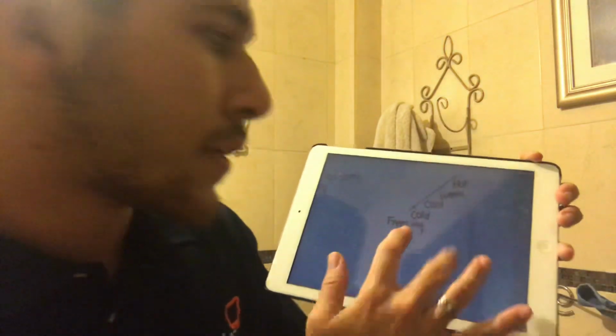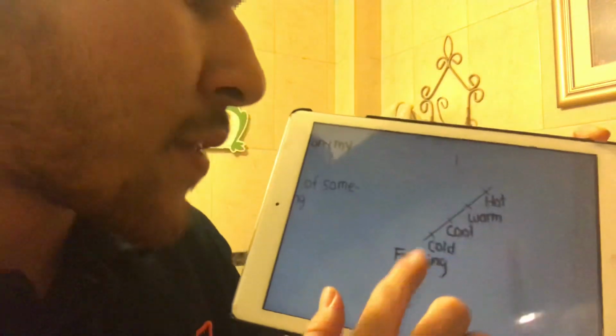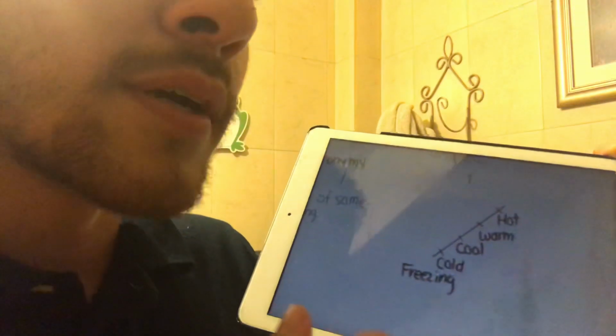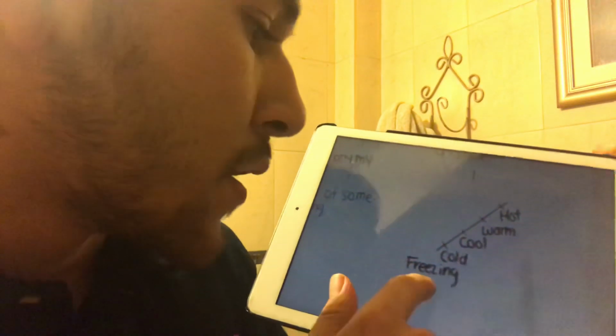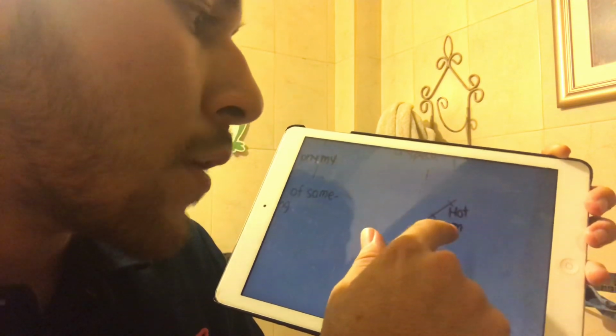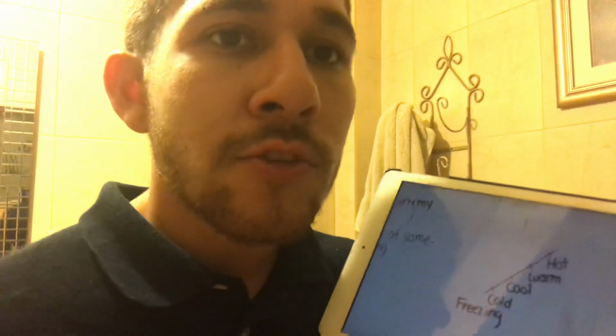Another one is clines. A cline is something that can be graded. For example, here we have an example. I'm talking about the grades of heat or cold. In this case it is freezing, cold, cool, warm, and hot. So in the same temperature scale, we have different steps.